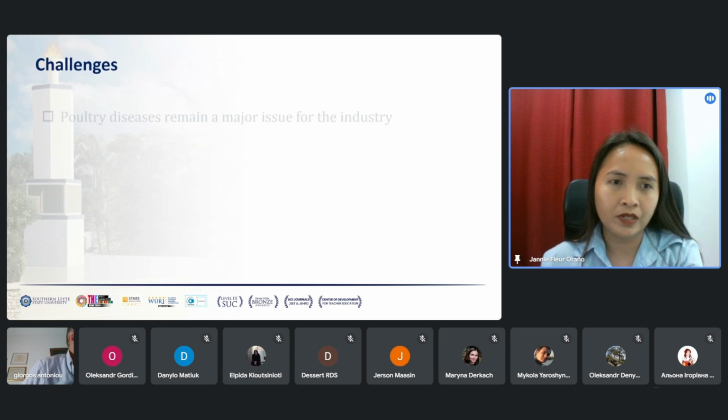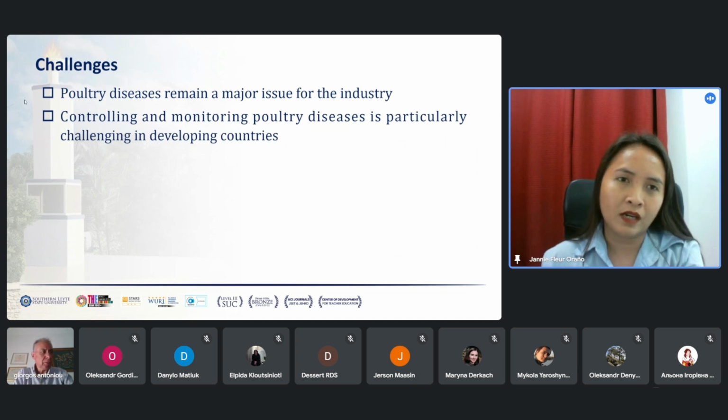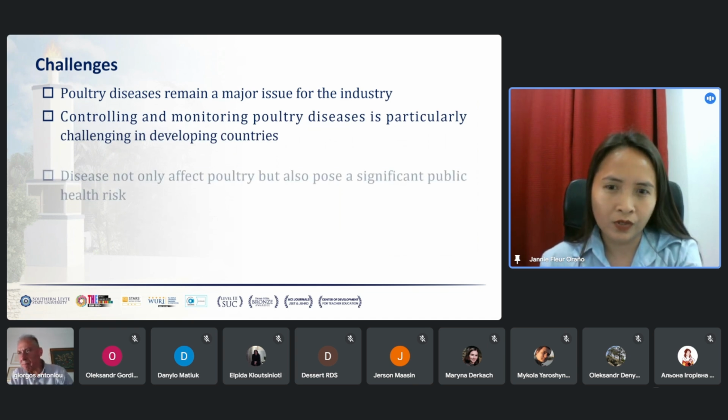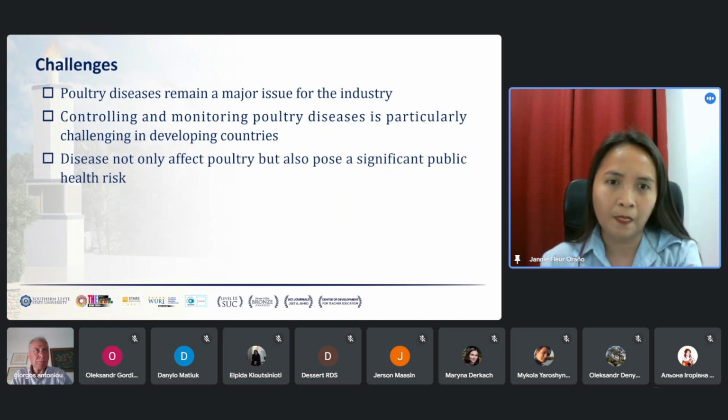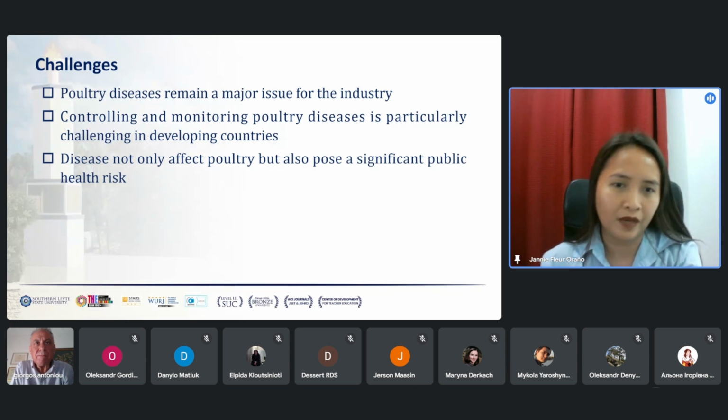Globally, poultry diseases remain a major issue for this industry, and the occurrence and reoccurrence of these diseases will continue to threaten its strategic future. Controlling and monitoring poultry diseases such as coccidiosis, Newcastle disease, avian influenza, and salmonella is necessary because they really affect the poultry and may also pose a significant public health risk to the community.